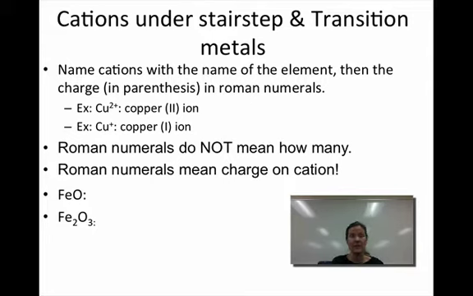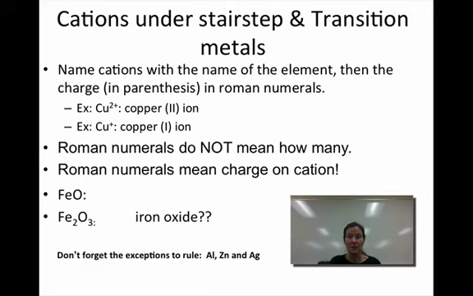Biggest mistake people make is they think the Roman numeral means how many atoms I have, and that's not the case. The Roman numeral simply tells us what the charge is on the cation portion of our compound. Without that Roman numeral, we can't figure out the name.